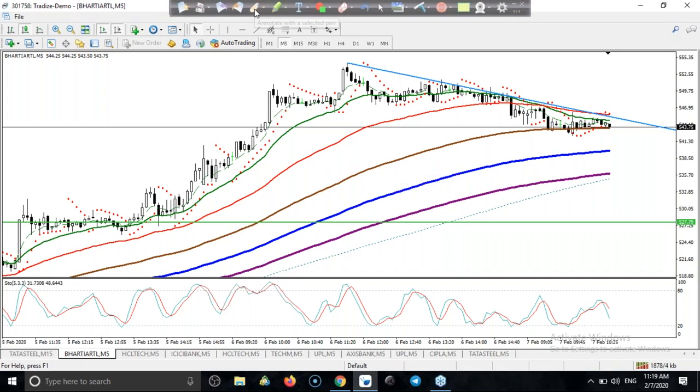Once they break this, we'll place a buy. Otherwise, we are not going to enter in this market. Remember, we are going to size our position. One trade means you're going to earn 2% of your entire capital. Remember, don't buy and sell often.